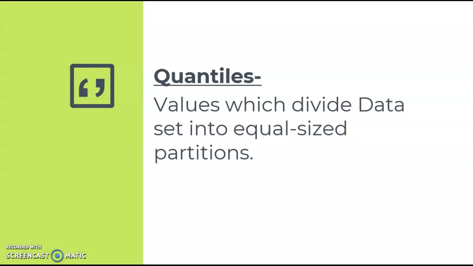Let us start with defining quantiles. Quantiles are values which divide data into equal sized partitions. Let us understand this concept graphically. First is median. Now consider the data set with n number of elements. So this line represents the data and median is the value which divides data into two equal partitions. Each partition will have n by 2 elements.